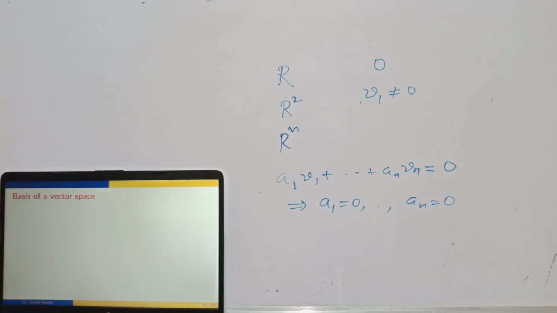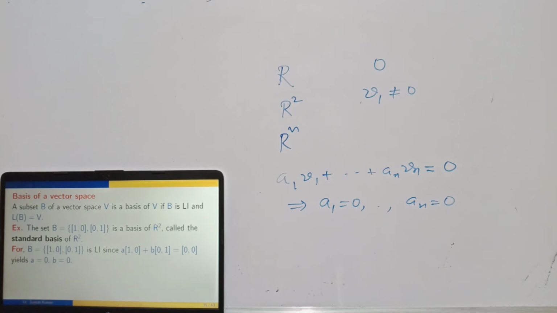And today I have explained to you the basis of a vector space. Basis means any subset of the vector space which is linearly independent and spans the vector space. Such a set is a basis.